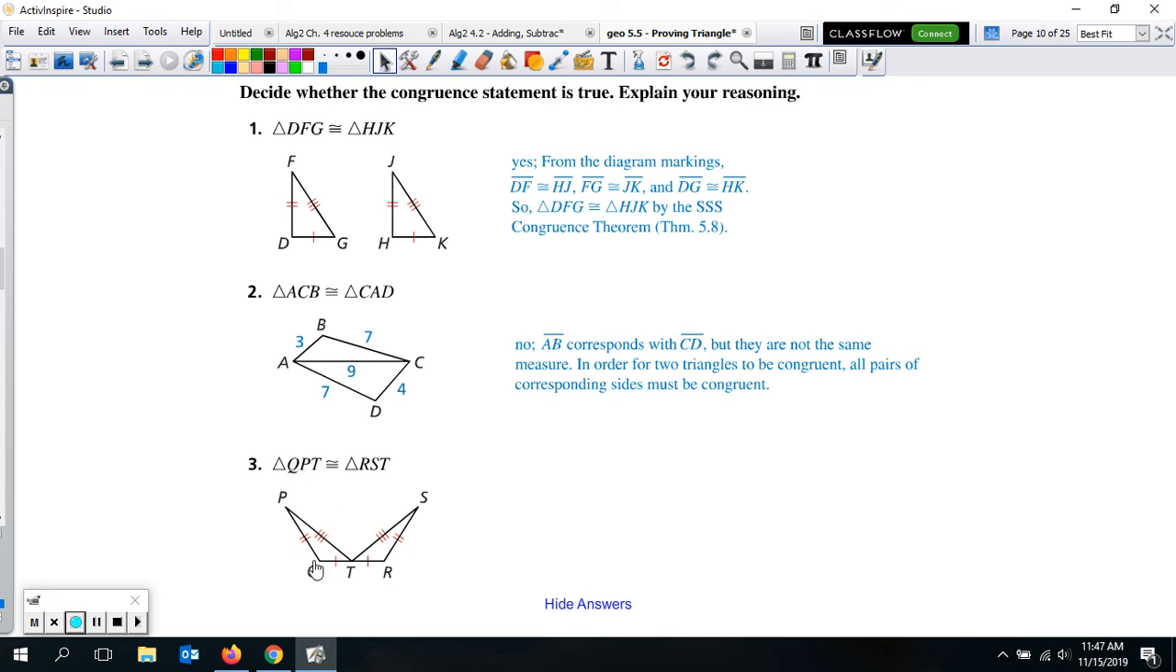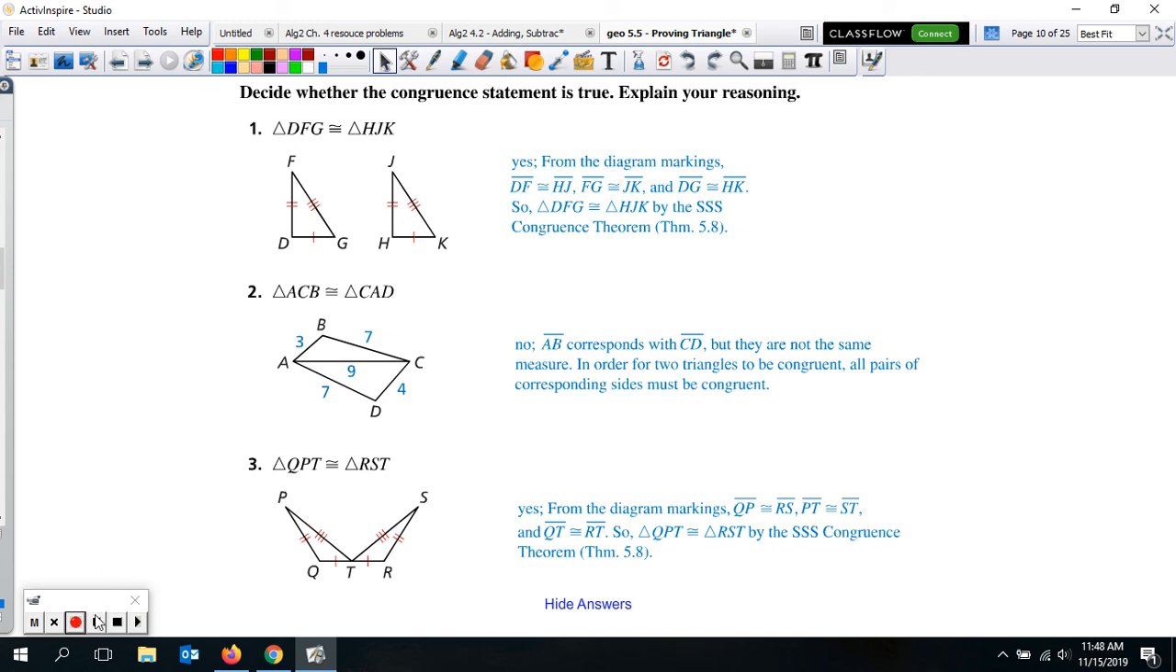Q, P, and T. So if you travel around the triangle from Q, P to T, you're going 2, 3, 1. So in a 2, 3, 1 fashion. So RST should go into 2, 3, 1. RST back to R is 2, 3, 1. So yes, that one works as well. So we can say yes on that one also.